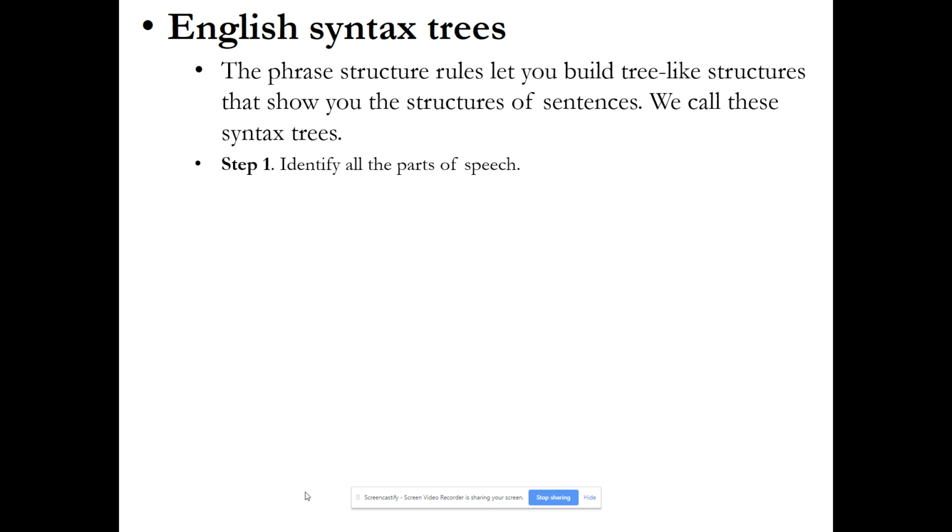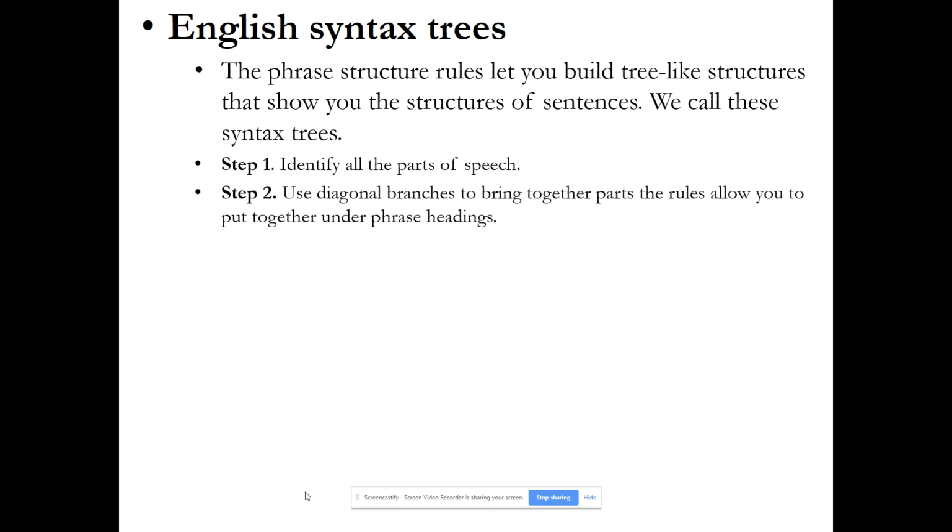You need to identify all the parts of speech in a sentence, right? Every last one of them. Second step, you have to use diagonal branches to bring together the parts of the sentence the rules allow you to put together, and you have to put them together under phrase headings, right? So you have to go back and look at the rules, and you have to determine which pieces of the sentences can be put together legally under phrase headings, right? Your goal is to end up with a single sentence, without breaking any of the syntax rules, right?